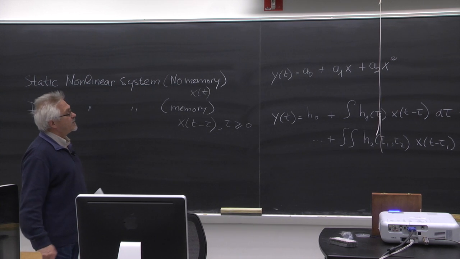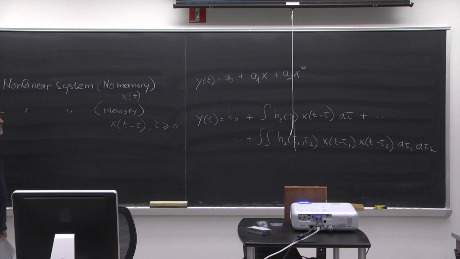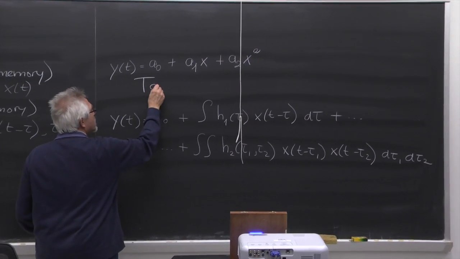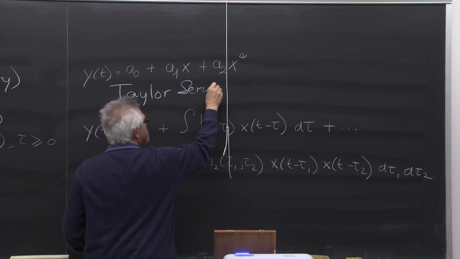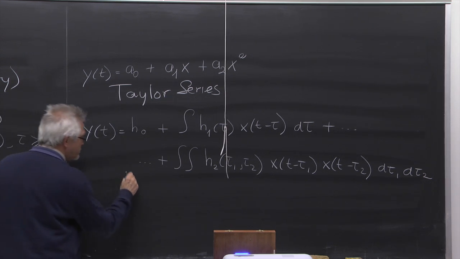And this would be a dynamical system, so not static. It is a dynamical second order system. And where this is a Taylor series that was truncated, this actually is a Volterra series that's truncated.